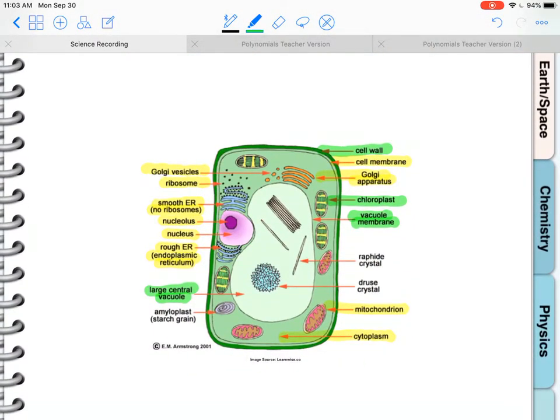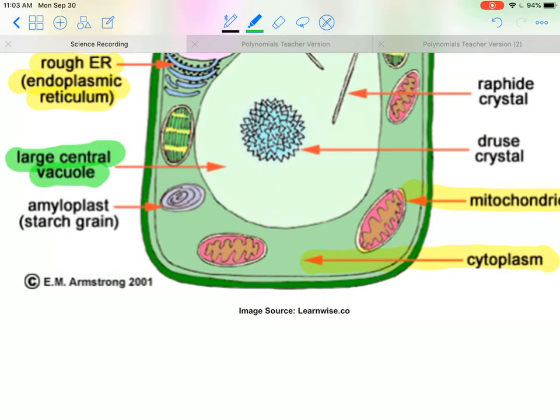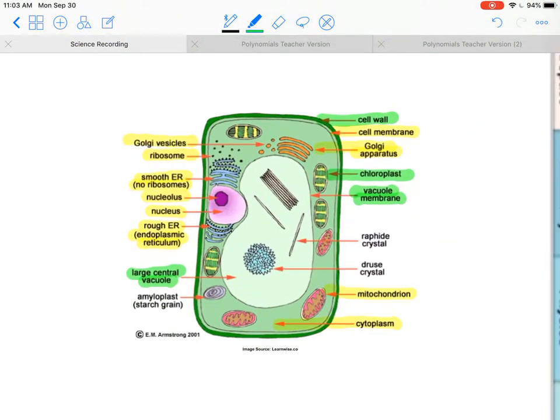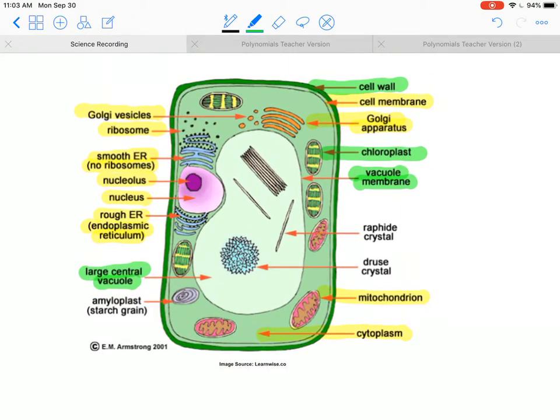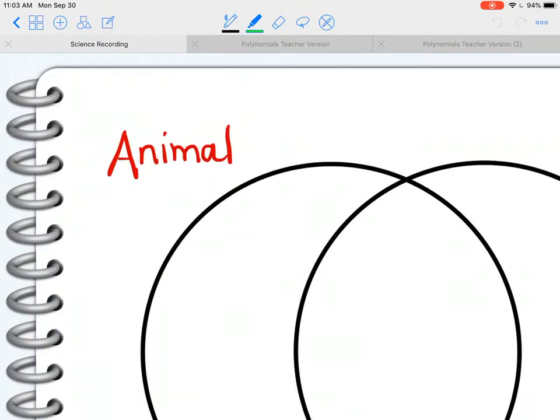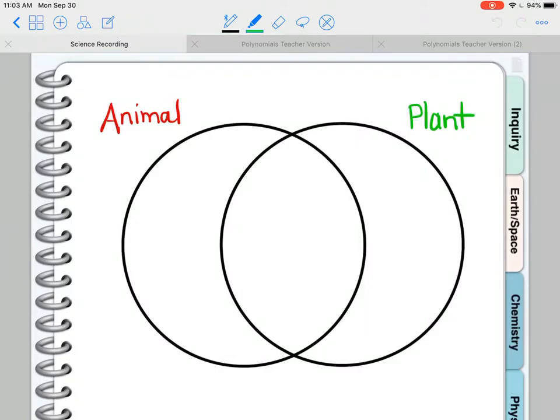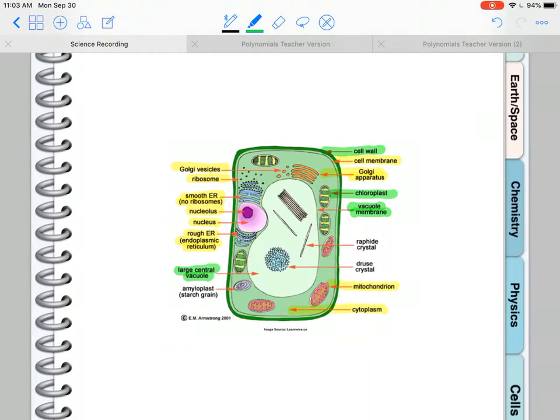And I didn't tell you the source, I'm sorry. It's learnwise.co, and the author is E.M. Armstrong. So I want to always give credit to the author. I'm not trying to steal anyone's work here. You also see some crystals. We're not going to get into that, but in this diagram, we're going to compare plants and animals, and we'll get how they're the same and how they're different.